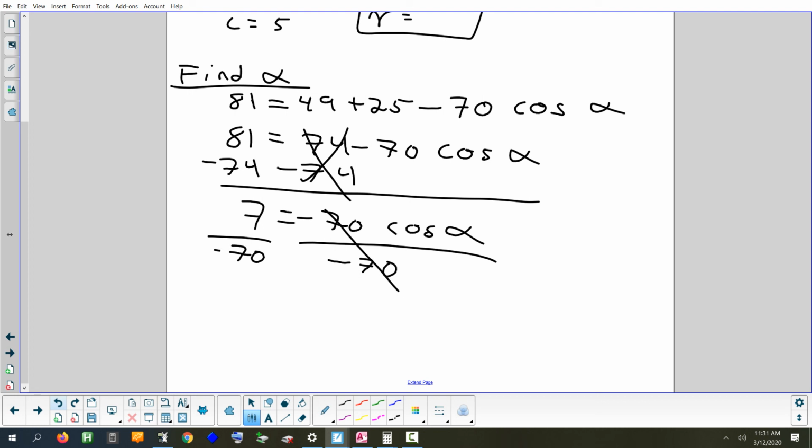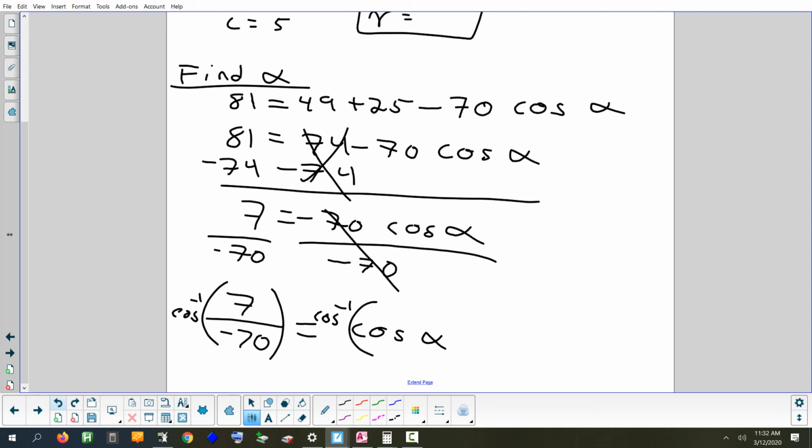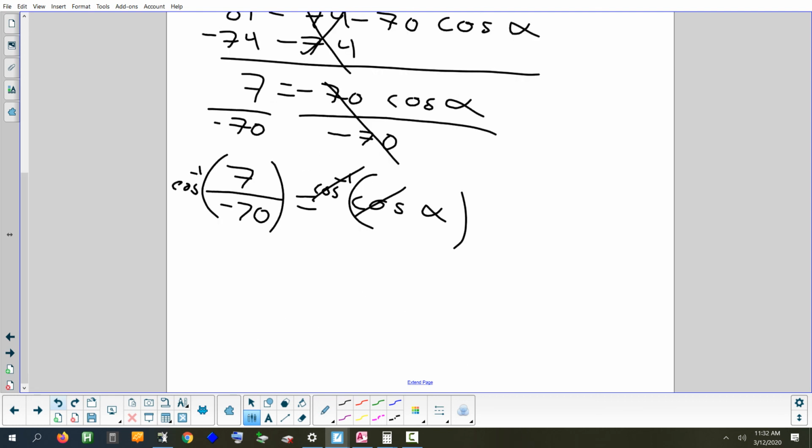Divide by negative 70. Don't even worry about reducing that because you're just going to type it into the calculator anyway. So 7 divided by negative 70 equals cosine alpha. But now we want alpha. So what am I going to do on each side? Yep, take the inverse cosine. Okay, so we'll type that in.